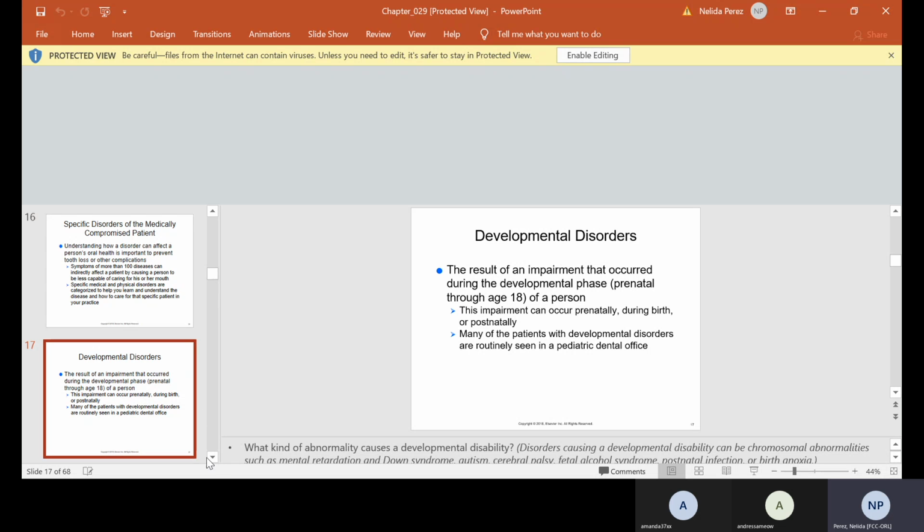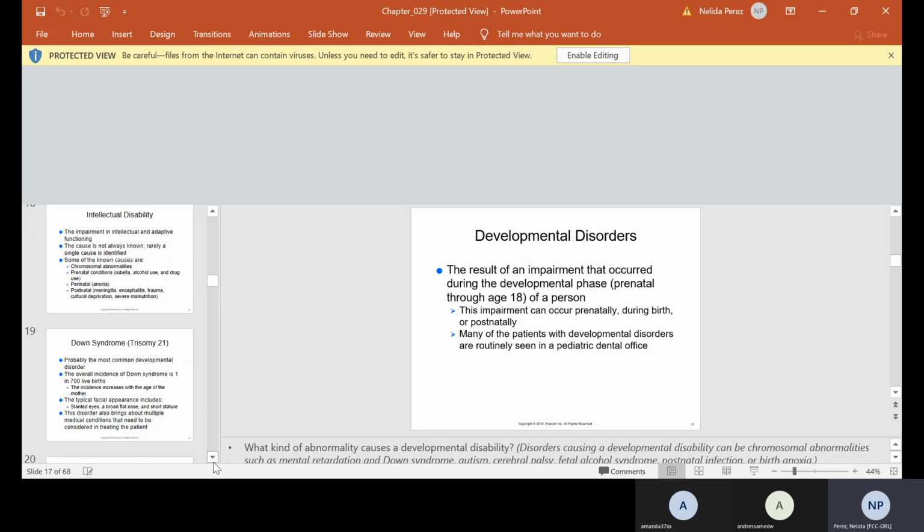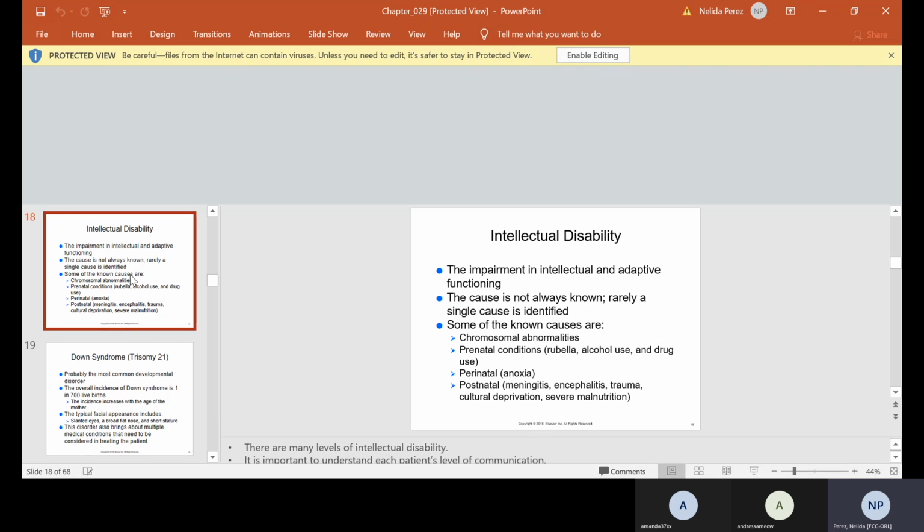Developmental disorders are the result of an impairment that occurred during the developmental phase, which is the prenatal through age 18 of a person. This impairment can occur prenatally, during birth, or postnatally. Many of the patients have developmental disorders and are routinely seen in a pediatric dental office.